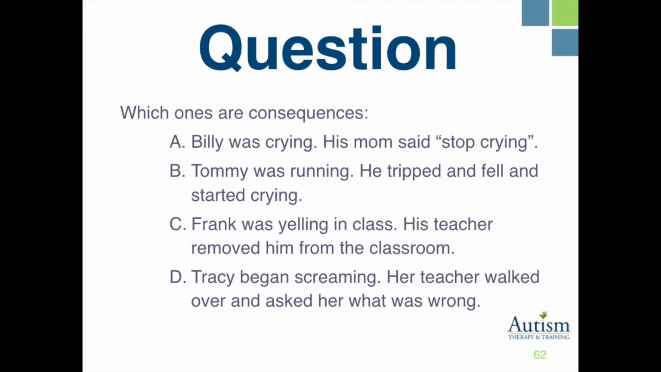Which ones are consequences? A. Billy was crying. His mom said, "Stop crying." B. Tommy was running. He tripped and fell and started crying. C. Frank was yelling in class. His teacher removed him from the classroom. Or D. Tracy began screaming. Her teacher walked over and asked her what was wrong.